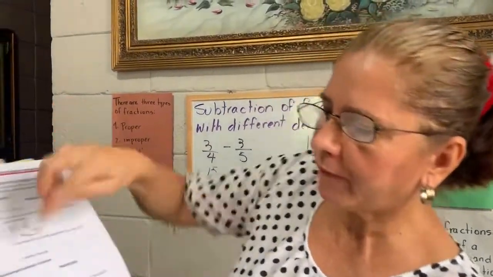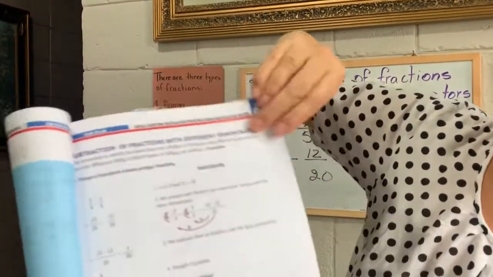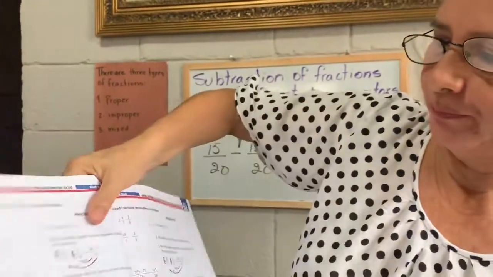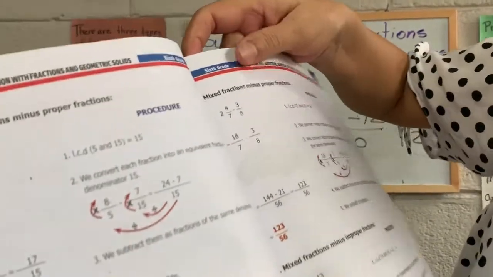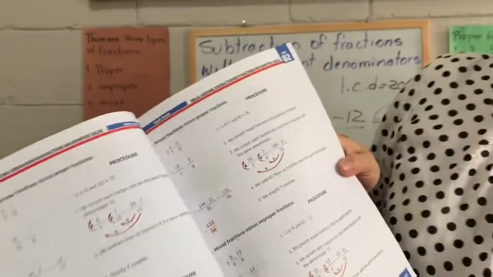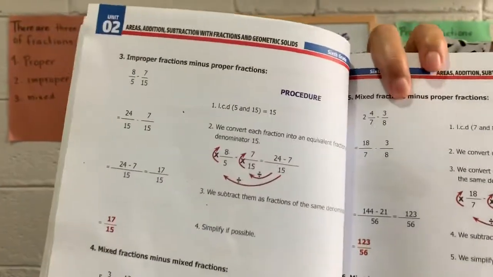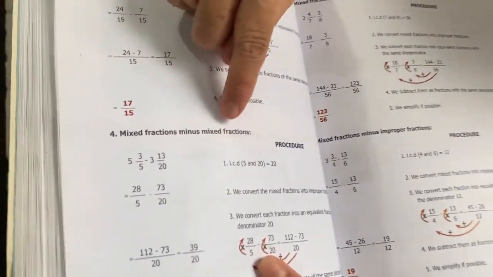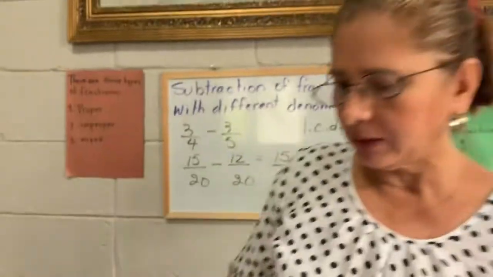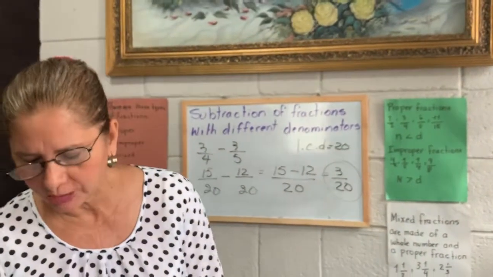Okay, improper fraction minus improper fraction, improper fraction minus proper fraction, mixed fraction minus mixed fraction, mixed fraction minus proper fraction, or mixed fraction minus improper fraction. The procedure is the same. Now I'm going to resolve a mixed fraction minus a mixed fraction, because I want you to follow that the procedure is the same, it doesn't change.